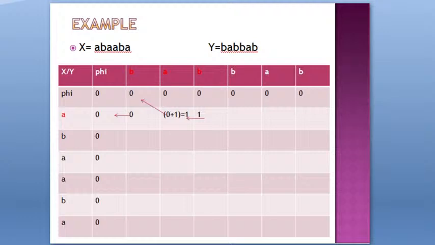Okay. Similarly, in the next case, I am having A with B. Again, A with B. This A and this B. Again, it is not matched. Tell me what will be the value? Tell me in the chat box. If it is not matched, two things you need to check: previous row and previous column. Then take the maximum of it.